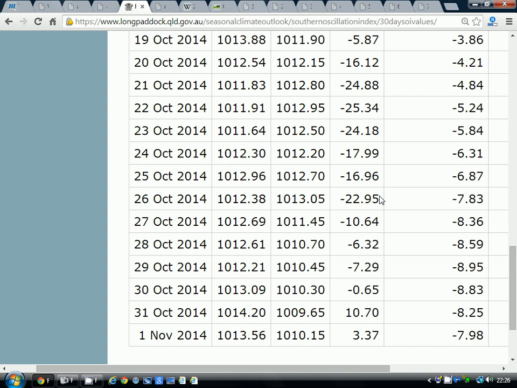Through that period, we really hooked up the atmosphere and the oceans beautifully to reflect El Nino. So between Darwin and Tahiti, we had a perfect atmospheric setup to allow that warm water to churn upwards through the equatorial Pacific. But look what's happened over the last couple of days. We've gone positive. So 31st of October we go to plus 10.70. Again, atmosphere fighting against the oceans. And the 1st of November, positive again, plus 3.37.